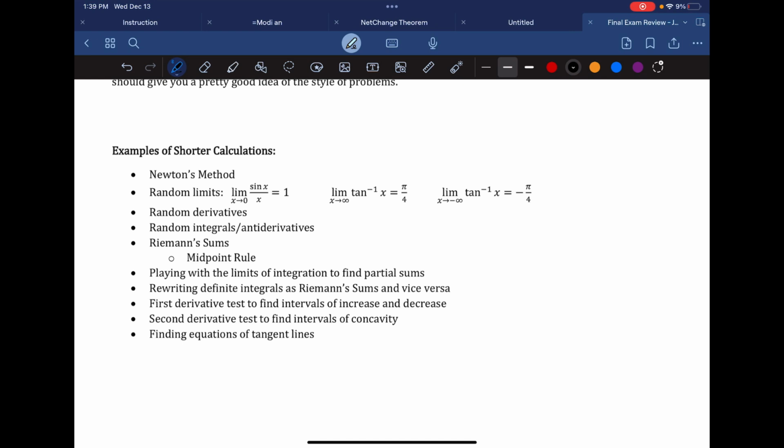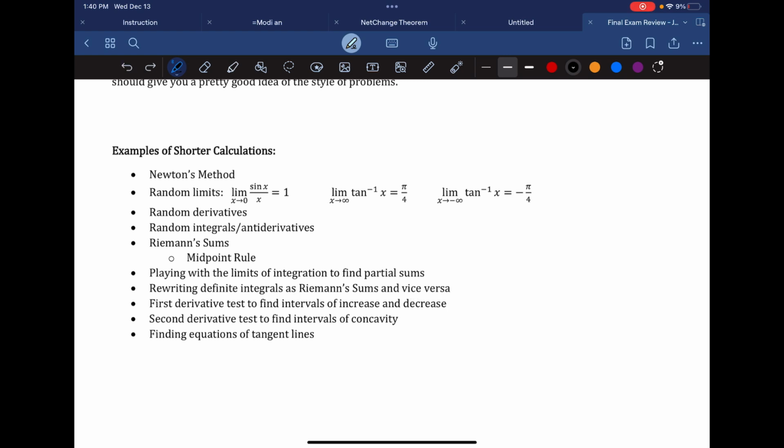And just kind of in closing, I just wanted to show the different other subjects, like shorter calculations that you'd probably see on something like the multiple choice section or whatever. We got Newton's method, random limits, random derivatives, integrals, antiderivatives, Riemann sums, partial sums, rewriting definite integrals as Riemann sums and vice versa. That one's kind of important because if you just kind of forget about it, then you're kind of screwed. So just review that formula, which was from about like a month ago at this point.